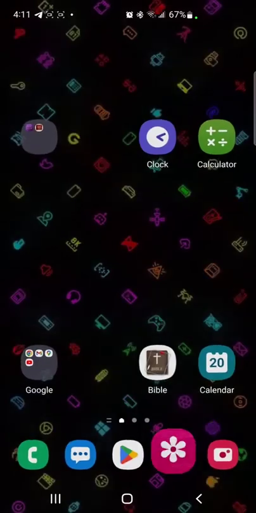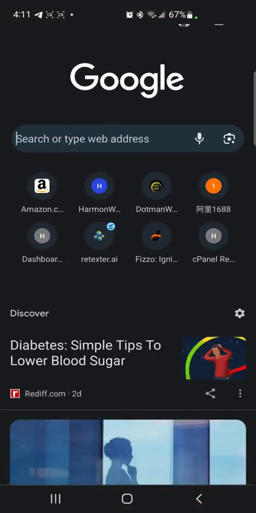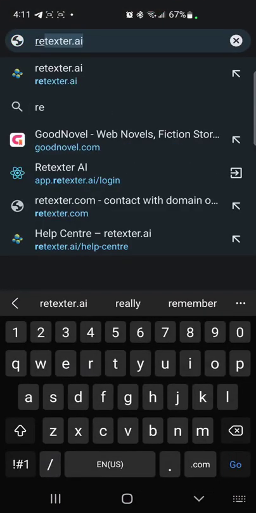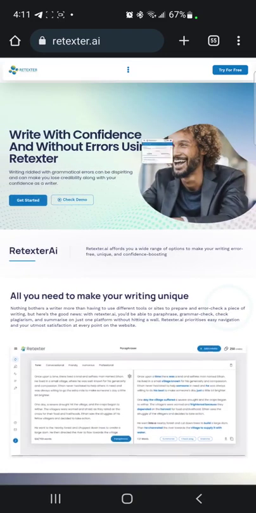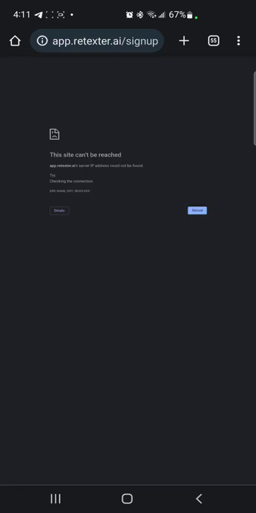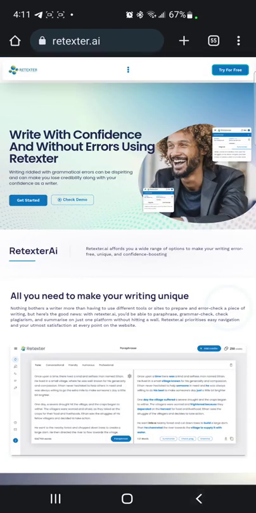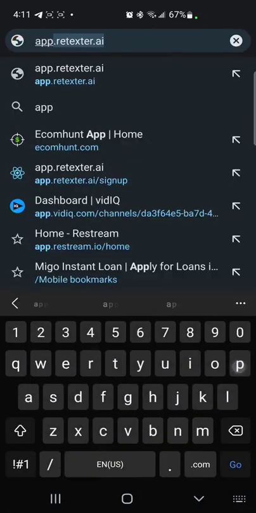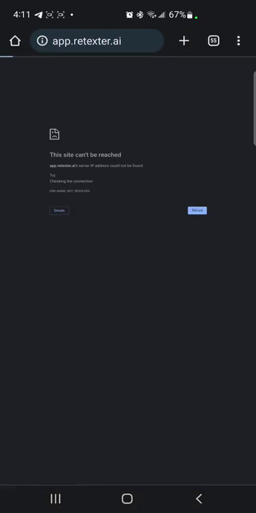Let me see if I can do that briefly. So let's go to retexter.ai here, and let's give it that command. Try for free. I already have an account, so okay, not sign up. I'll go to login directly. Let me say app.retexter.ai. This site can't be reached. Seems I have a problem with my network.